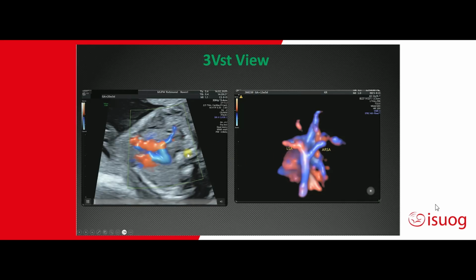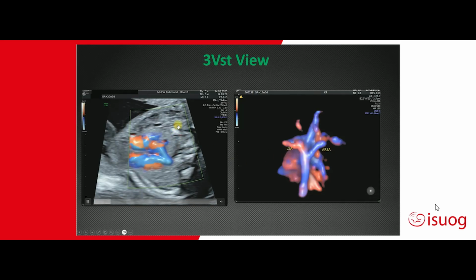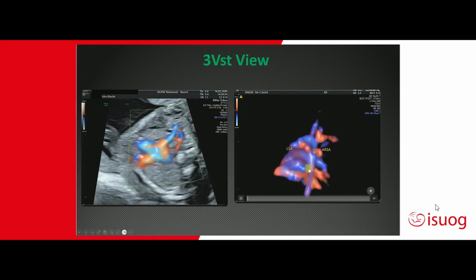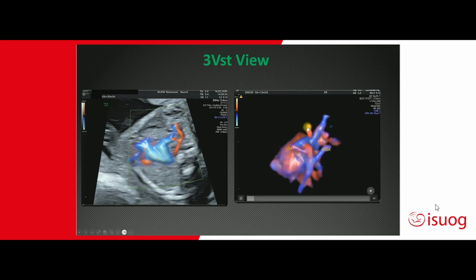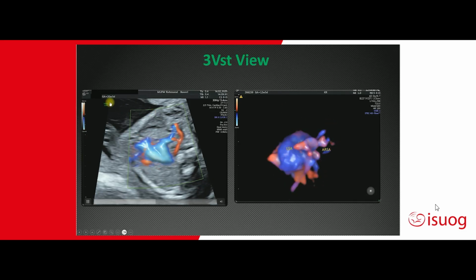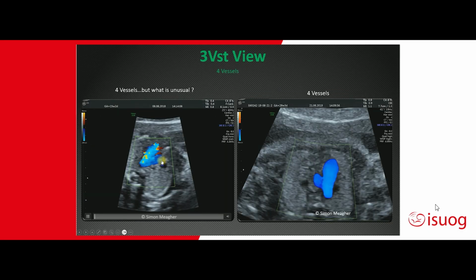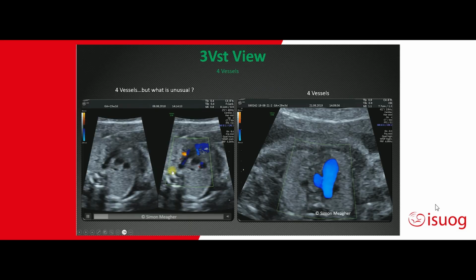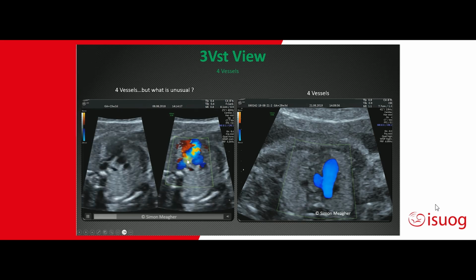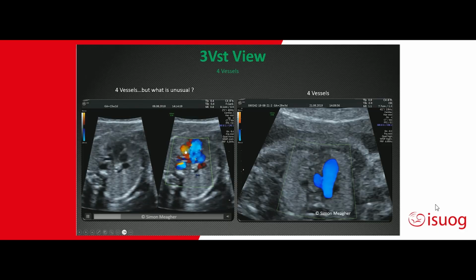I've already mentioned in this view you also see an aberrant subclavian artery, and this is a 1st trimester aberrant subclavian artery at 12 weeks and 5 days. This is at 20 weeks and 3 days. And remember, have it pointing up towards the transducer. In this case here, you see there are 4 vessels on the 3-vessel tracheal view, and this extra vessel is going in a reverse direction to the right SVC. And this is an ascending vein of a total anomalous pulmonary venous return.